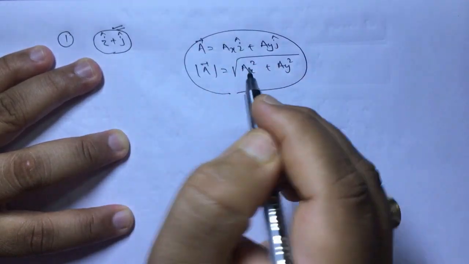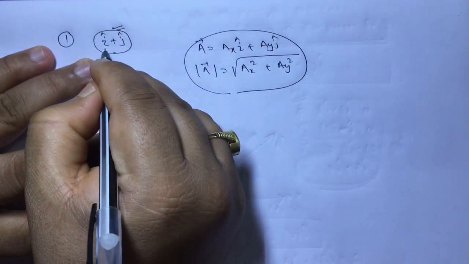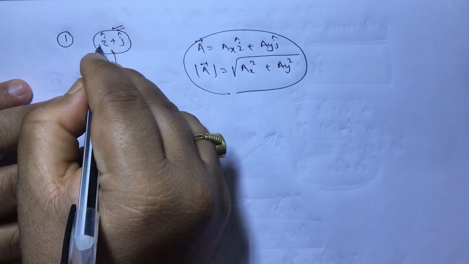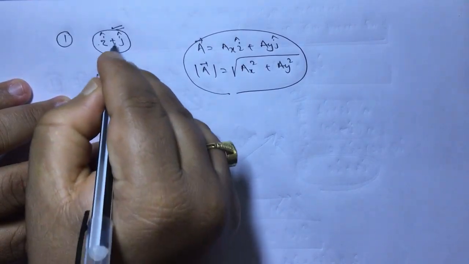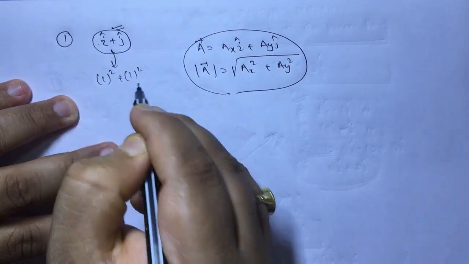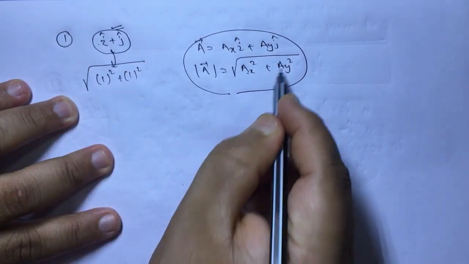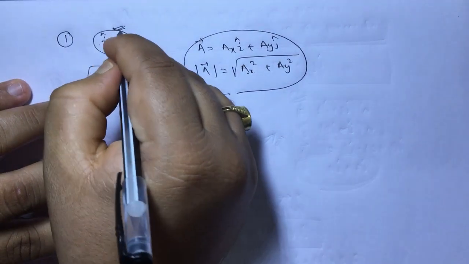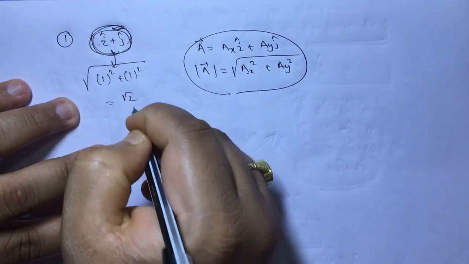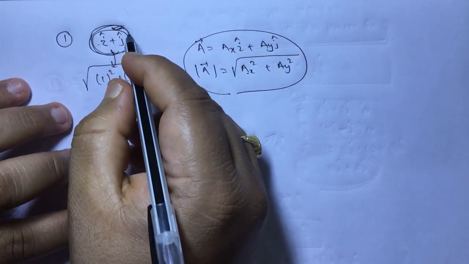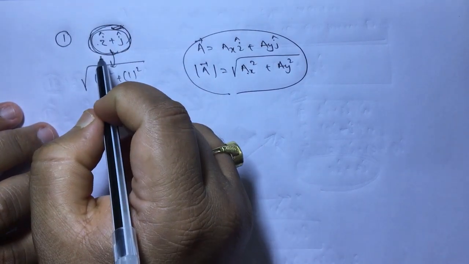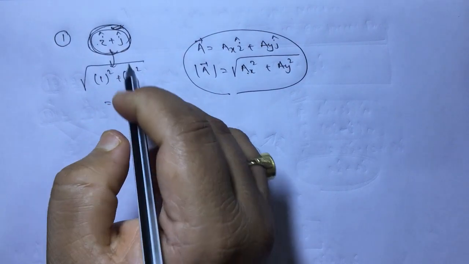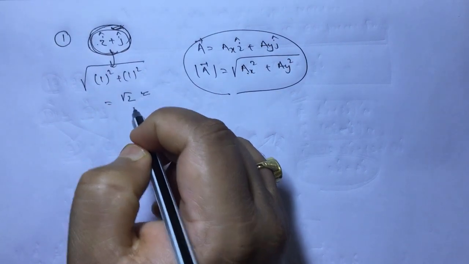Now, by using this formula, find the magnitude of this vector. For i cap, x is 1 here, so 1 square. y is 1 here, so 1 square, root over x square plus y square. So, the answer is root 2. So, the magnitude of this vector becomes root 2. Obviously it is not a unit vector. Remember, i cap is a unit vector, j cap is a unit vector, but i cap plus j cap is not a unit vector because it has a magnitude of root 2.